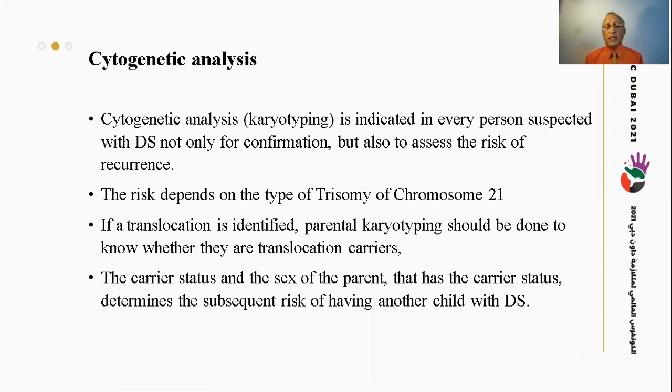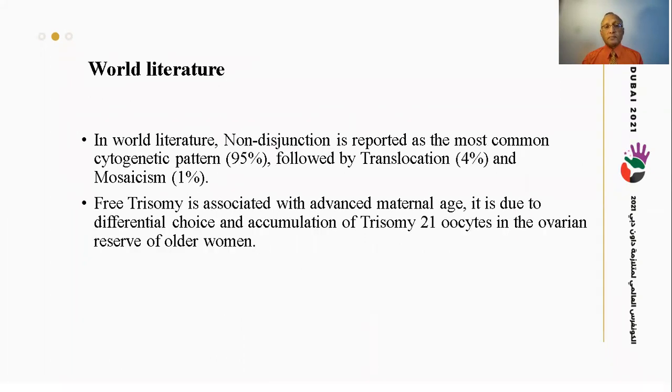If a translocation is identified, parental karyotyping should be done to know whether they are translocation carriers. Here again, as I mentioned earlier, there are 3 types, but if there are translocations, it could either be de novo or it could be from one of the parents. So the parents also have to be karyotyped. The carrier status and the sex of the parent that has a carrier status determines the subsequent risk of having another child with Down syndrome.